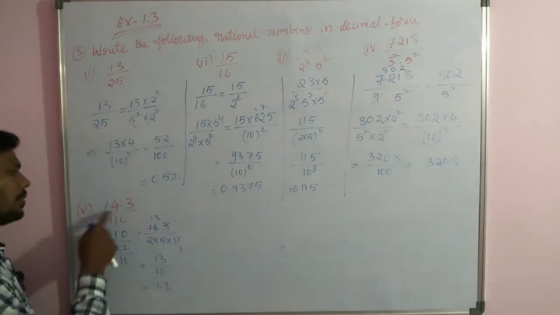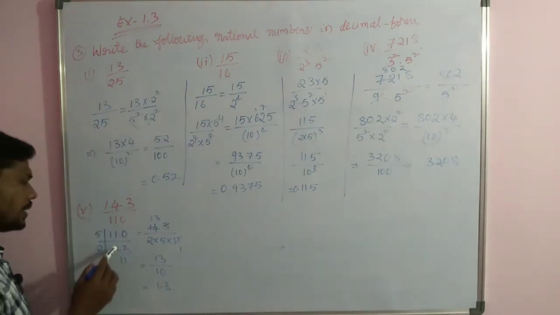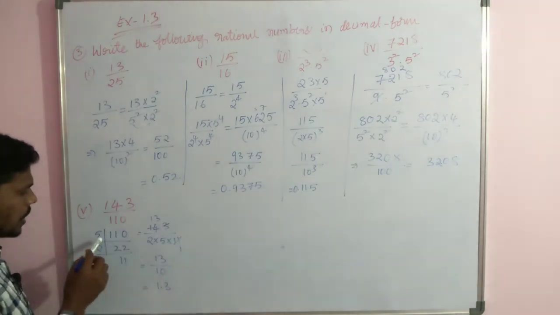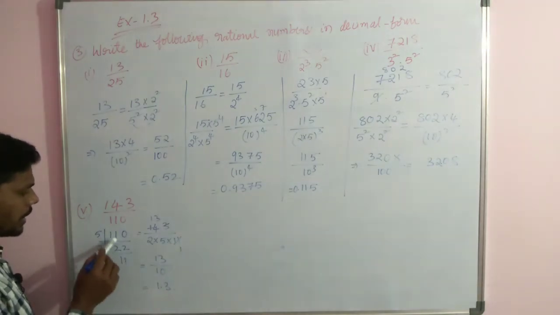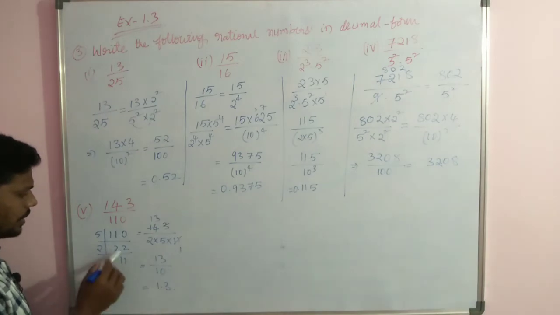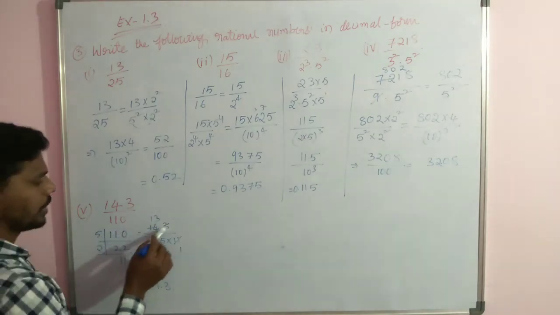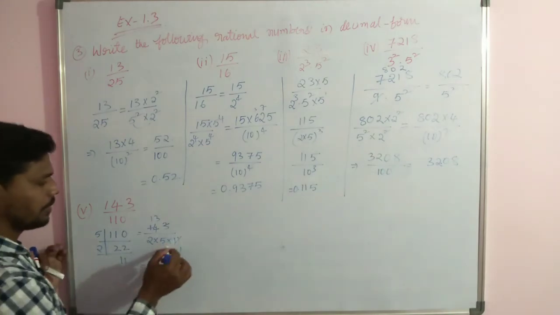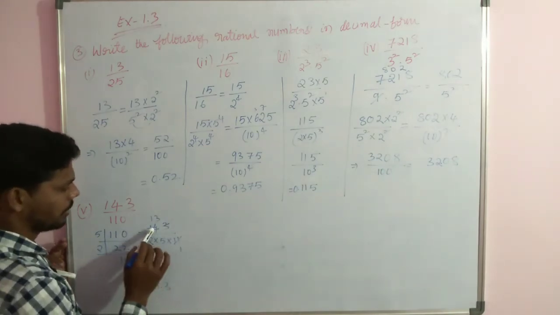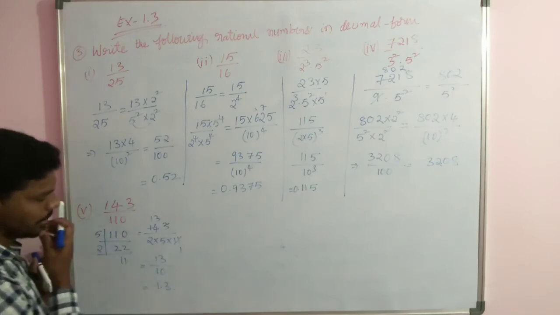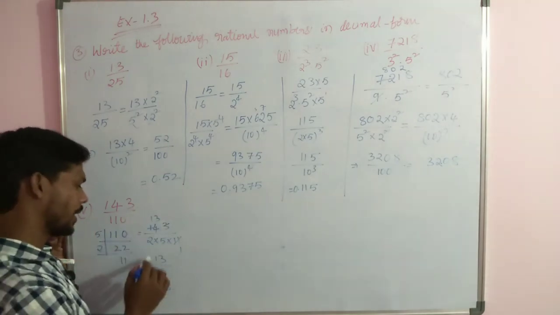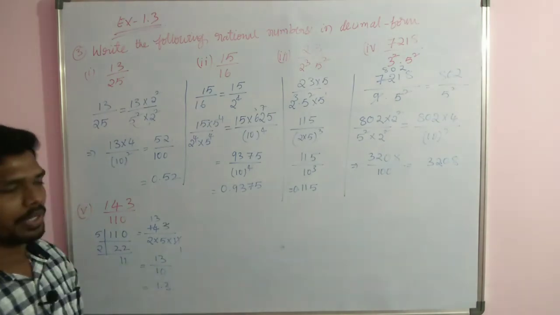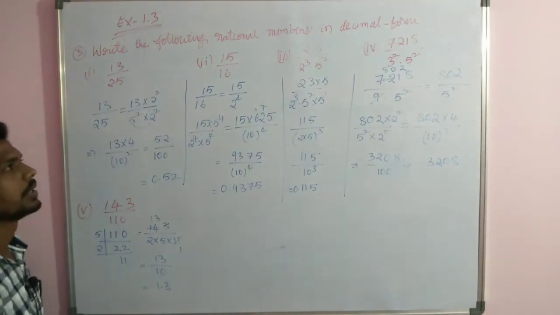Now the next problem, 143 by 110. We are checking whether 110 can be written in the form of 2 powers and 5 powers. 5 2s are 10, 2 11s are 22. So write 143 divided by 110, where 110 is replaced by 5 into 2 into 11. The 11 can be cancelled out: 11 ones are 11, 11 3s are 33, and 13 by 10 is left over. 13 by 10 is nothing but 1.3. This is about the session.